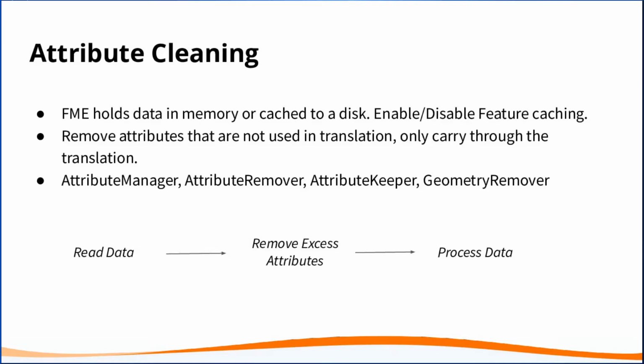And generally, you really want to follow that design pattern of reading your data and then removing the excess attributes and then go on to processing your data. Some transformers that could really help with this process are the attribute manager, the attribute remover, the attribute keeper, or the geometry remover.